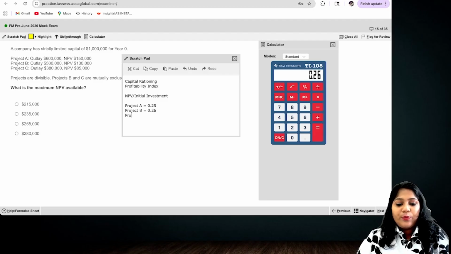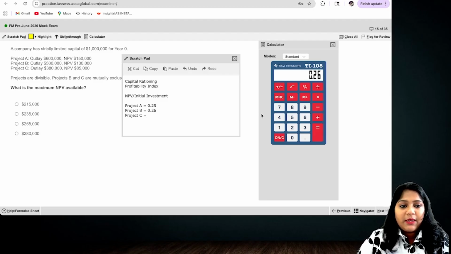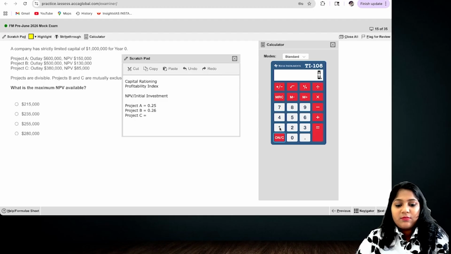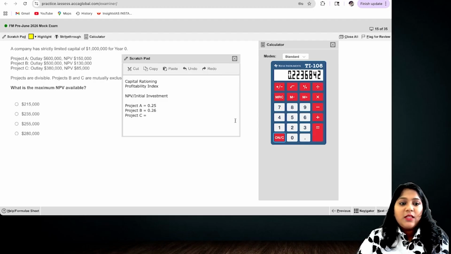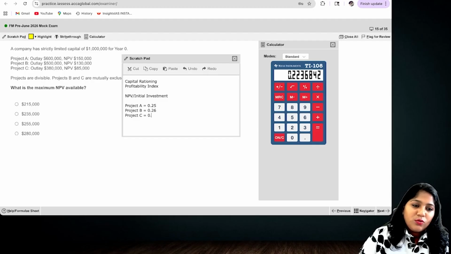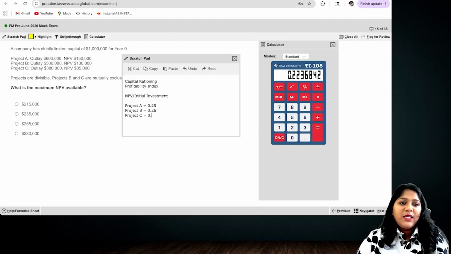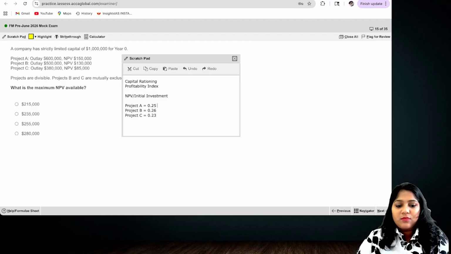And then project C. How much is my profitability index? So I will go ahead and consider $85,000. Just take 85 divided by initial investment of 380. That should give profitability index somewhere around 0.223. If you round it off, it has to be somewhere around 0.23. Now, guys, I will give the ranking. This is rank 2 and this is rank 1.